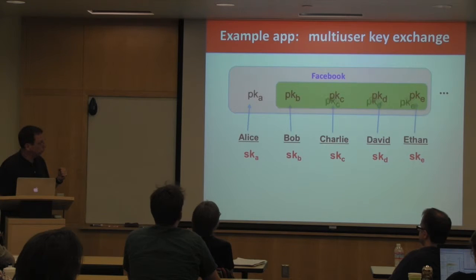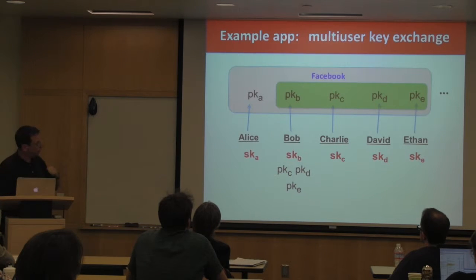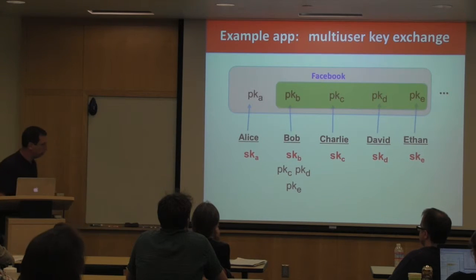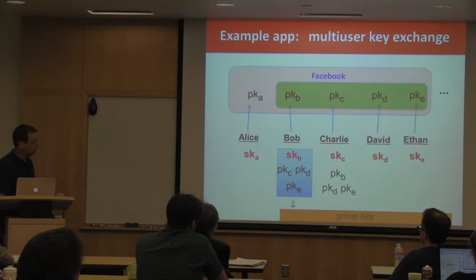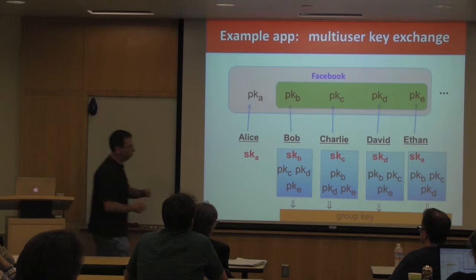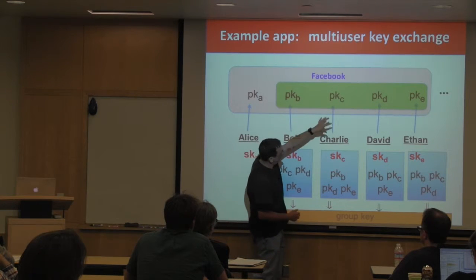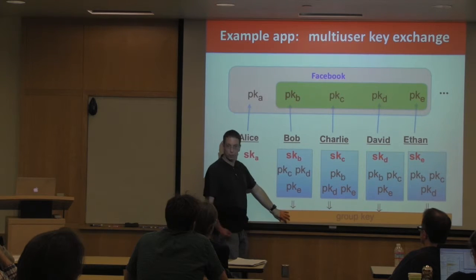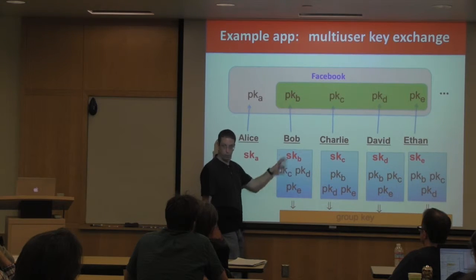So what Bob will do is collect everybody else's public keys. He has his own secret key and the 3 other public keys, and he will use that to generate their group key. Charlie is going to do the same and generate the group key. David will do the same, and Ethan will do the same. So each party is going to collect the public keys of all the other parties, and using its own secret key, will be able to generate the group key.